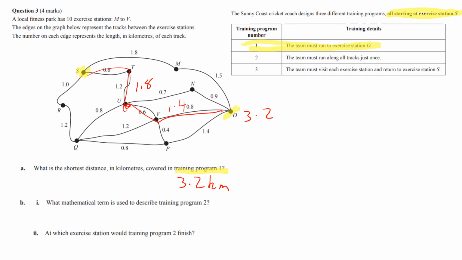Now, next one, we're going to be looking at training path number 2, training program number 2. So what is the mathematical term for 2? What you're doing with 2 is you're going along every track just once. So when you're just talking about the tracks, that's the edges. So that means it's Euler, but it's Euler trail.